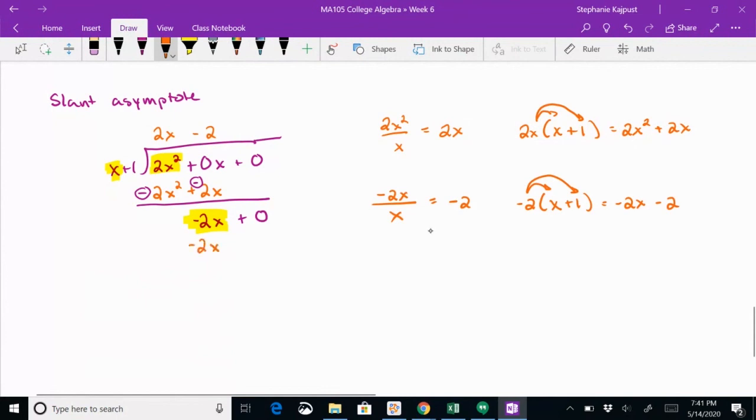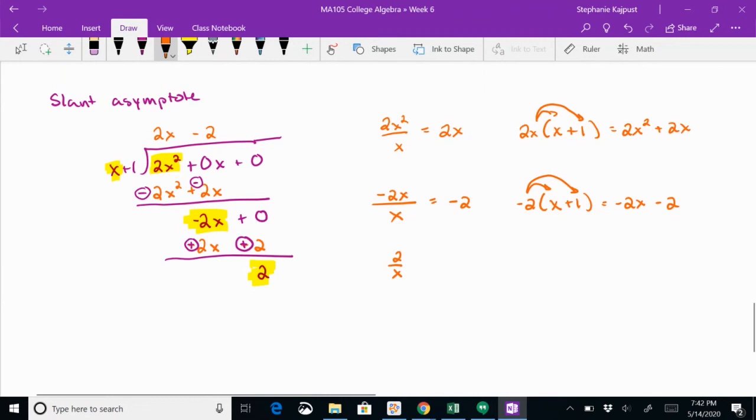Negative 2x minus 2. I draw my line. I change the sign. So now all the negatives become positives. And then I combine. So negative 2x plus 2x is 0. 0 plus 2 is 2. So that 2 is going to give me a remainder, because if I try to go further, I'm going to get 2 over x and it doesn't reduce.